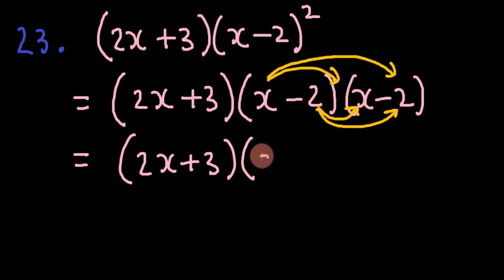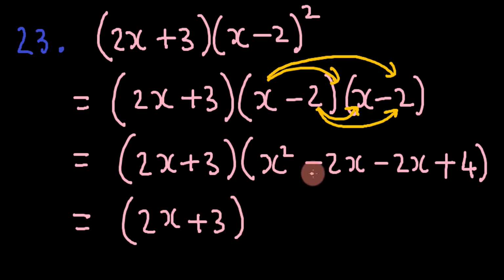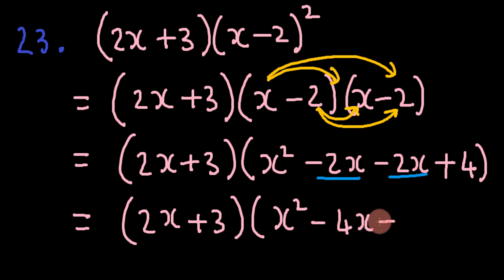X times x is x squared. X times negative 2 is negative 2x. Negative 2 times x is negative 2x. And negative 2 times negative 2 will give us positive 4. So before we continue multiplying out, we can add like terms in the second set of brackets. So negative 2x minus 2x is negative 4x.